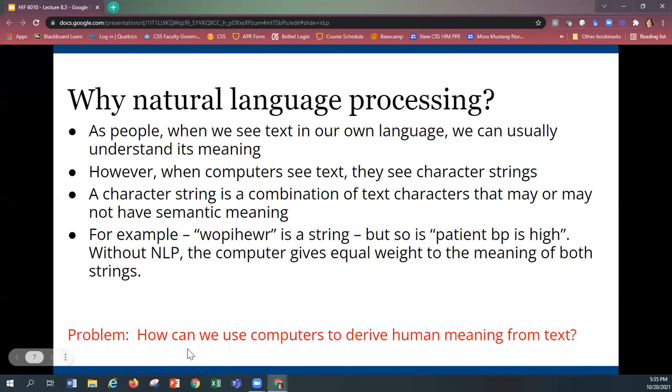So why natural language processing? Well, as people, when we see text in our own language, we can usually understand its meaning, right? However, when computers see the text, they see character strings. A character string is a combination of text characters that may or may not have semantic meaning. So for example, WOPIHEWR is a string, but so is patient BP is high. Without NLP, the computer gives equal weight to the meaning of both of these strings. So the problem is, how can we use computers to derive human meaning from text?